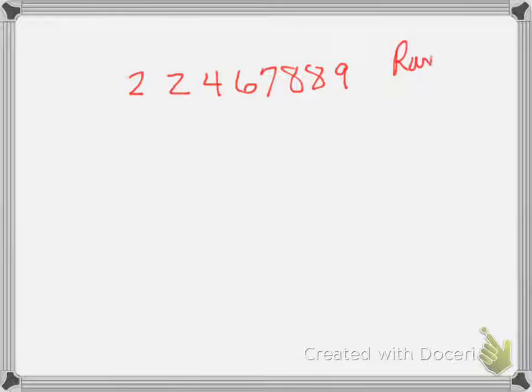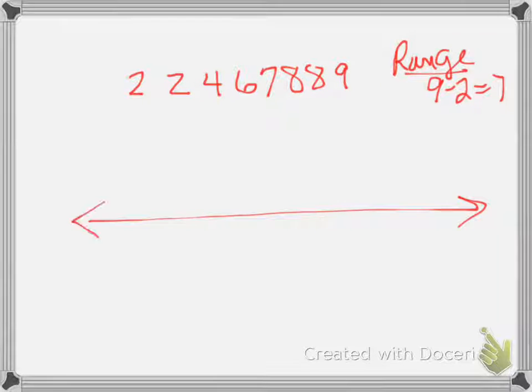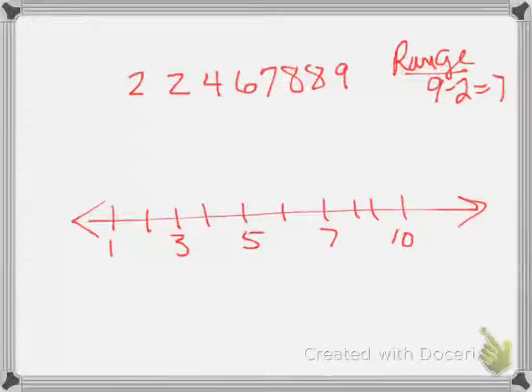How do you find the range? 9 minus 2. So this thing has a range of 7. Everybody got that? Yes. Okay. Now, I'm going to put my number line down here. And we're going to go, let's say there's 1, 2, 3, 4. Okay. So I'm just going to number every so many. All right. There's 8 numbers in my list.